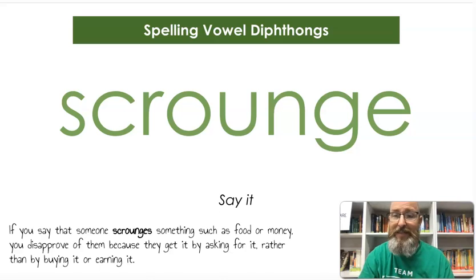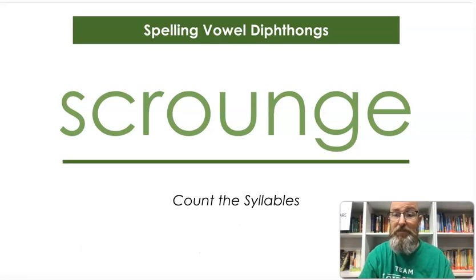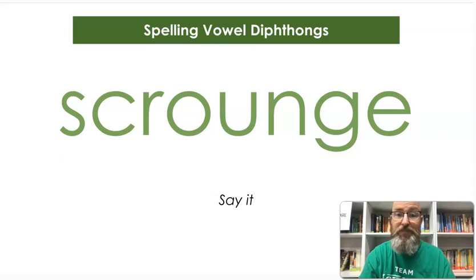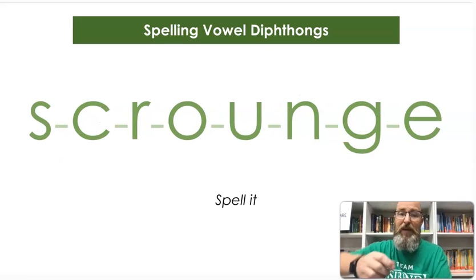Our next word is scrounge. Say scrounge. If you say that someone scrounges something such as food or money, you disapprove because they get it by asking for it rather than buying it or earning it. Count the syllables. Scrounge. Let's spell it.